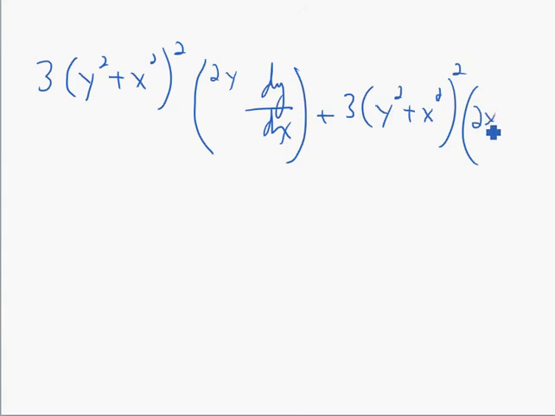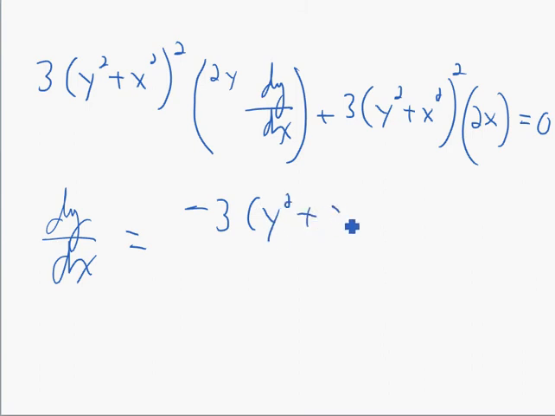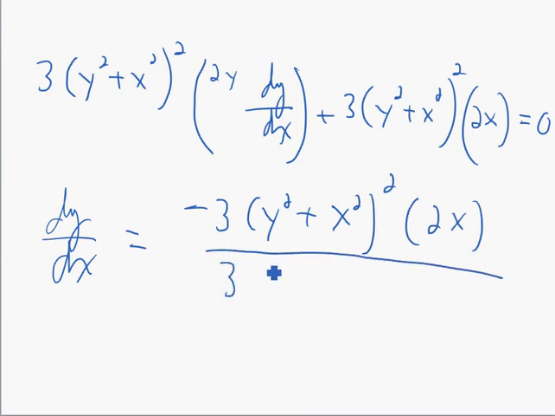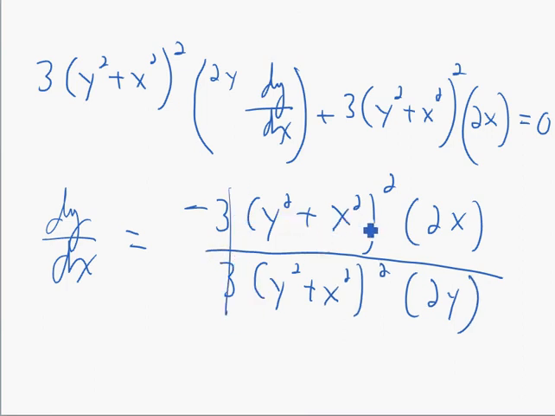And that equals 0. But when you solve this, what happens is you get dy/dx is equal to negative 3(y squared plus x squared) squared times 2x all over 3(y squared plus x squared) squared times 2y. And you can see what happens here. The 3's cancel, the (y squared plus x squared) squared cancels out, and we're left with negative 2x over 2y, which is the same thing as what we got before, negative x over y.